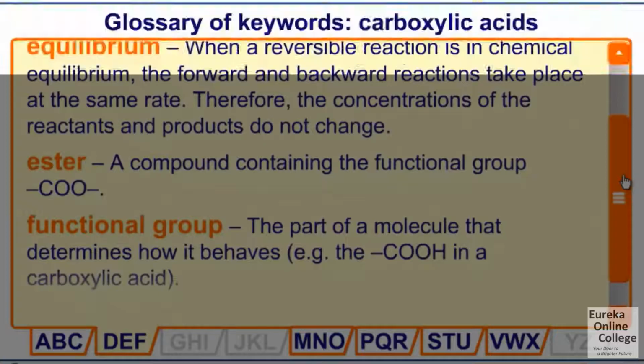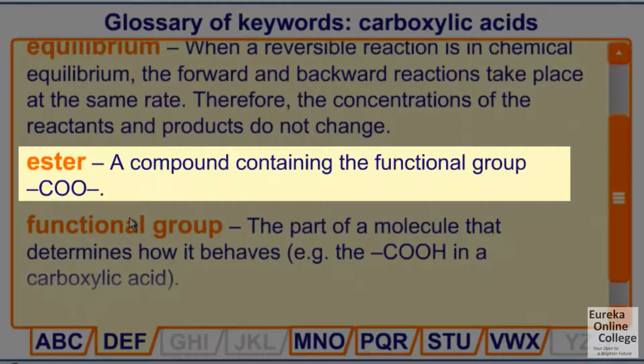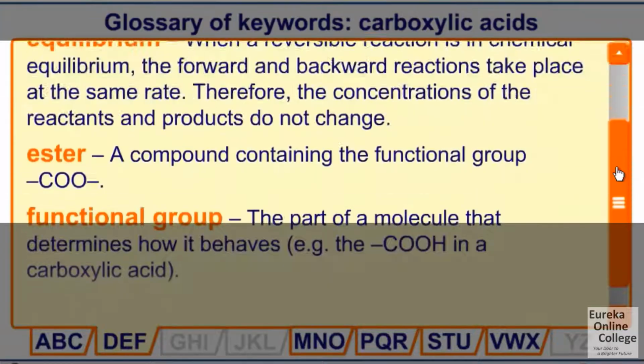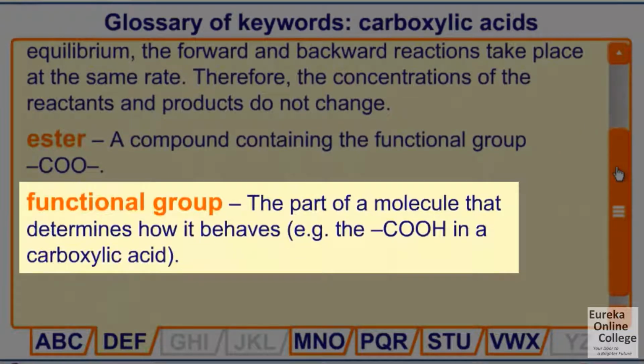An ester is a compound that contains the functional group COO. Now obviously there will be other parts on each end of the molecule. I always like to think of it as a sandwich, so the ester goes in the middle. Functional group is the part of the molecule that determines how it behaves. So for example, the COOH in a carboxylic acid is the functional group.